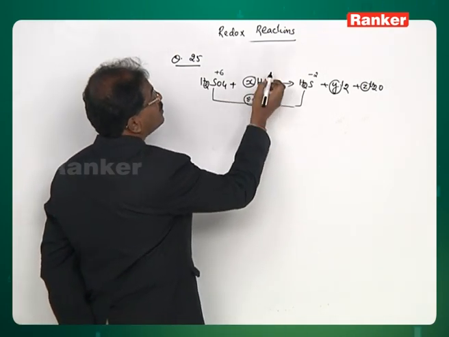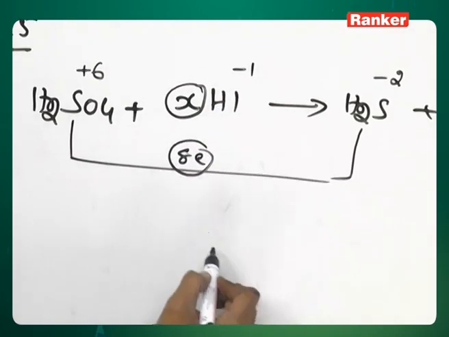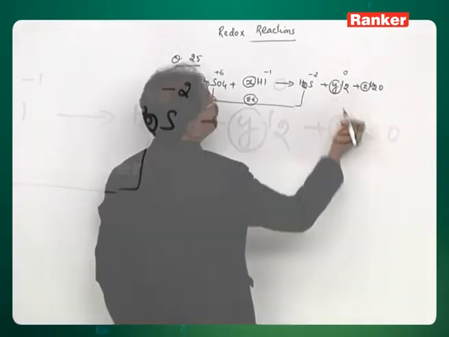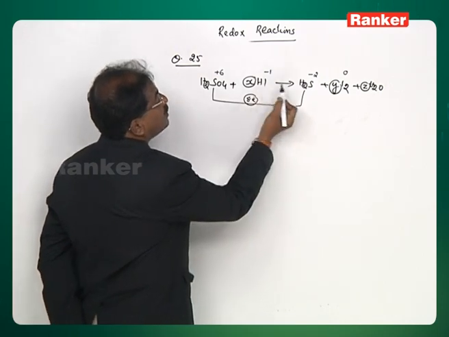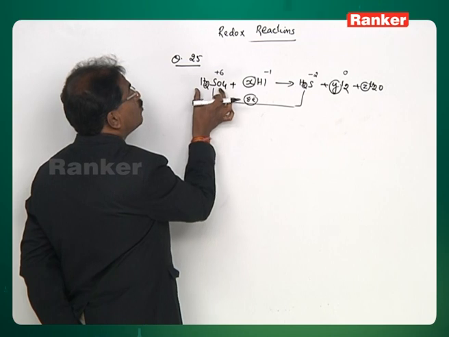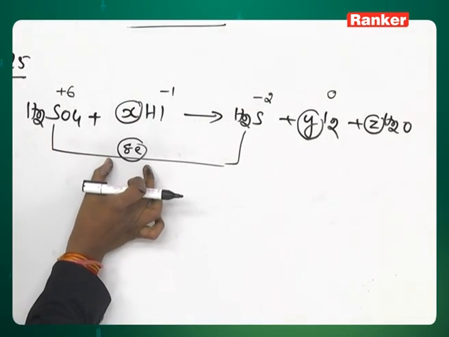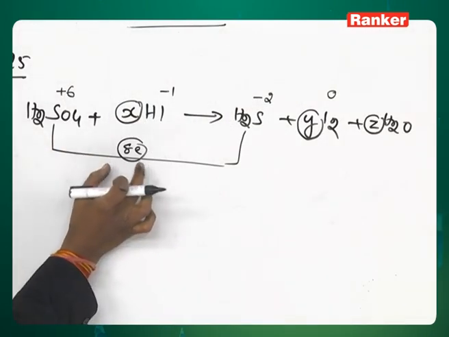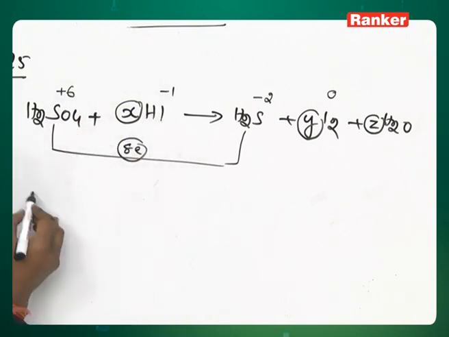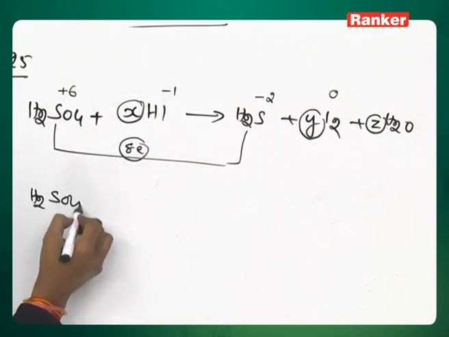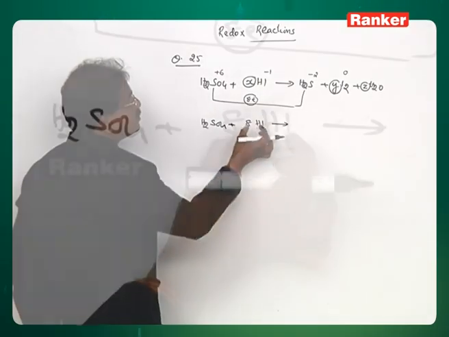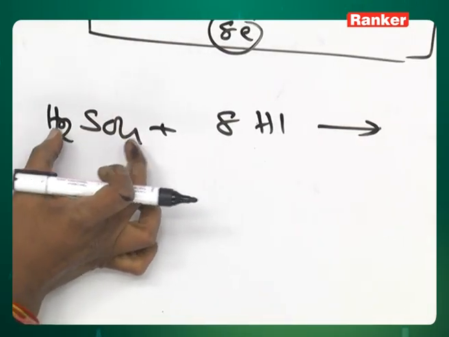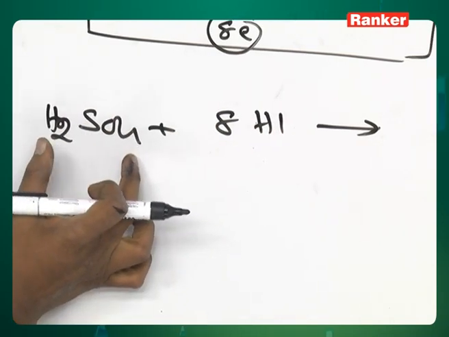Next, these 8 moles of electrons are being supplied by the hydrogen iodide. You see the oxidation state of the iodine here, -1. Here oxidation state is 0. That means here each iodide ion is supplying 1 electron. 1 mole of H2SO4 requires 8 moles of the electrons. Therefore, you take 8 moles of the HI. Now 8 moles of HI will supply 8 electrons. Then those 8 electrons will be gained by the H2SO4.